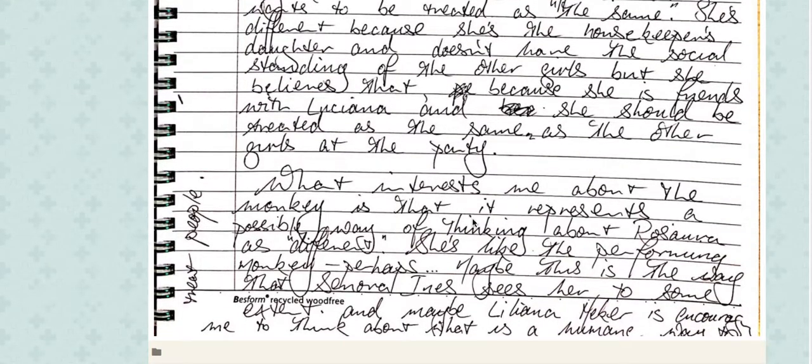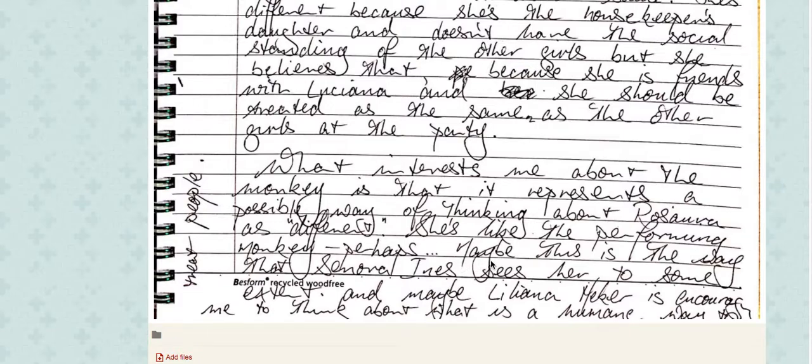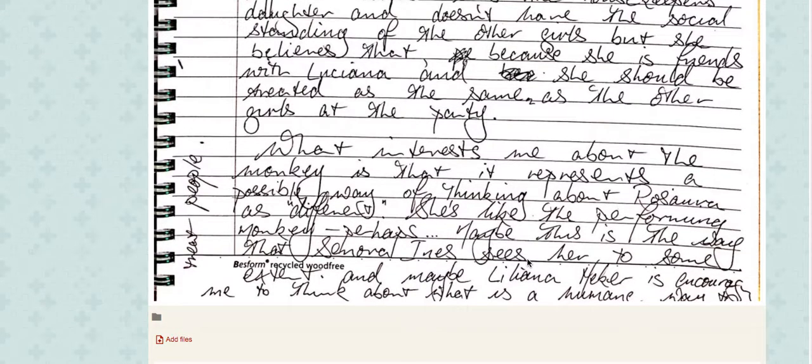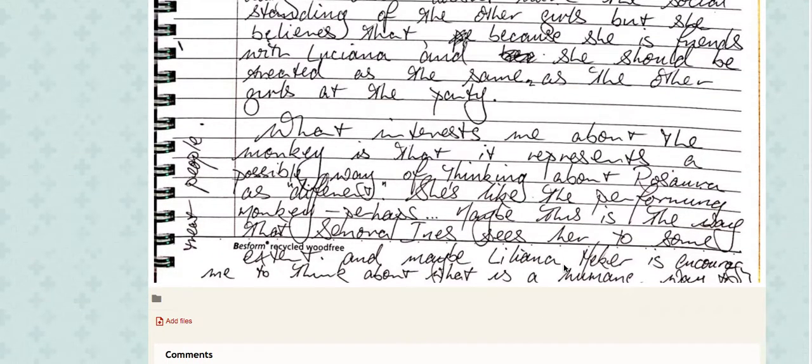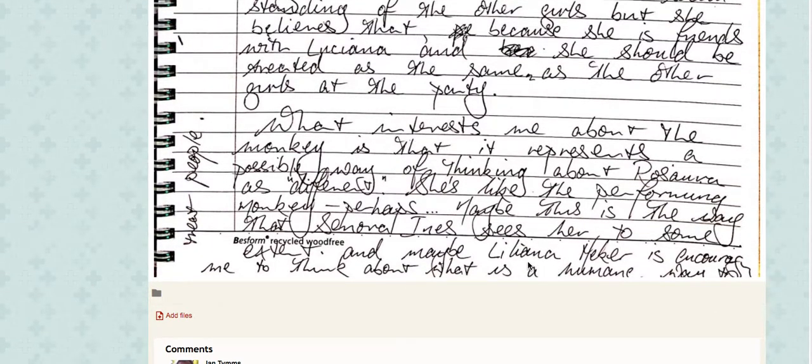What interests me about the monkey is that it represents a possible way of thinking about Rosaura as different. She's like the performing monkey, perhaps. Maybe this is the way that Senora Inez sees her, to some extent. And maybe Liliana Hecker, that's the writer, is encouraging me to think about what is a humane way to treat people.